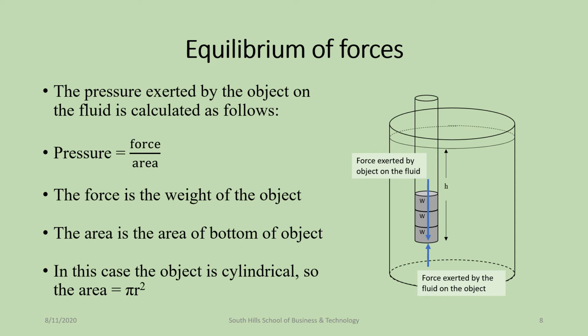And the way we would calculate the pressure exerted by the object in the fluid is to use the equation pressure is equal to force divided by area. In this case, the force is the weight of the object. So in this lab, you would weigh the object, so you'd know what the weight is, which is the force. And we're also using a cylindrical object, so if you look down at the bottom of the object, the area is a circle. So the area at the bottom of the object is equal to pi r squared, the area of the circle.